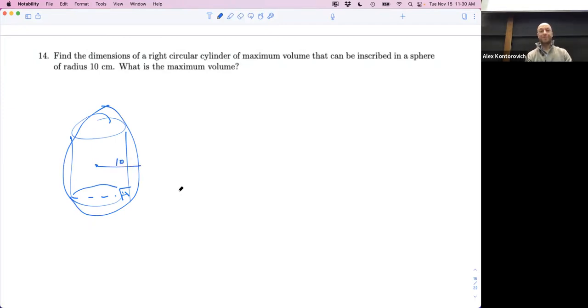Oh boy. All right, what's the volume of a cylinder? Pi r squared h, good. If this is the height, the volume is pi r squared h. The fact that it's inscribed in a sphere means that, what is this length? H over 2. What is this length? 10. And what is this length?